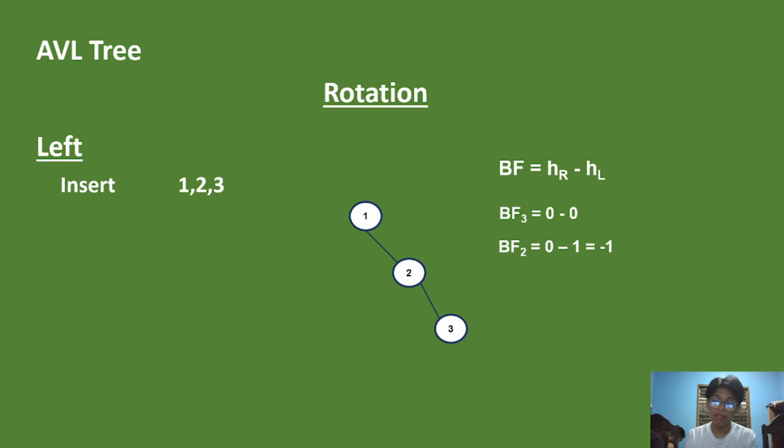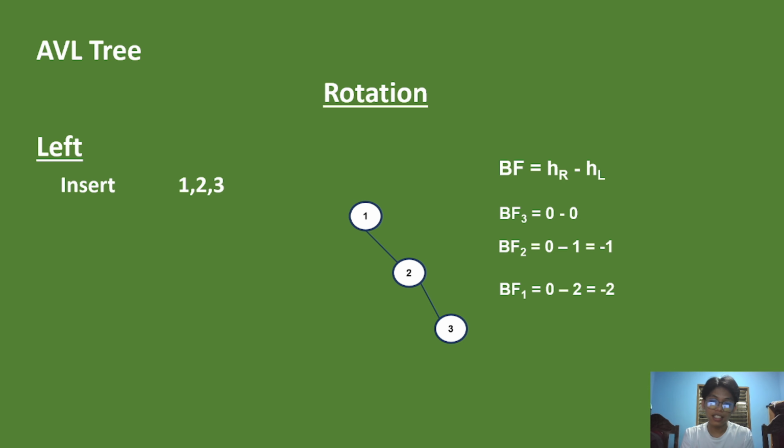Meanwhile, the balance factor of node 2 is equal to 0 minus 1, so it's equal to negative 1. Meanwhile, the balance factor of node 1 is equal to 0 minus 2, which is negative 2. In this algorithm, the balance factor shouldn't be more than 1 or less than negative 1. Since node 1 has a balance factor of negative 2, it's not optimal anymore.